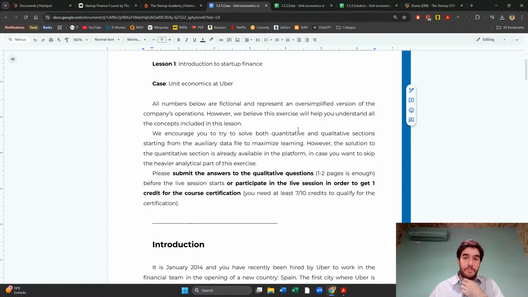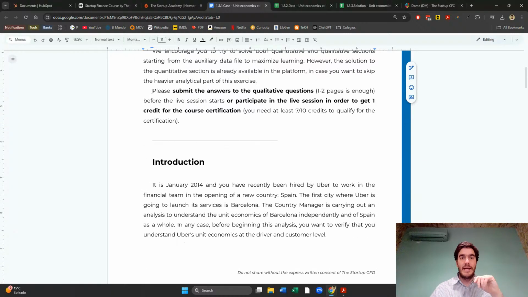So we encourage you to solve both quantitative and qualitative. However, the solution to the quantitative section is already available. If you want, you can skip the heavier analytical part of this exercise and move to the qualitative. To get credit, to get the certification, you have to either submit the answers to the qualitative questions by email, I'll say the address in the introductory session, or participate in the live session in order to get 1 credit. Then if you get at least 7 out of the 10 credits, you get the certification and the diploma.